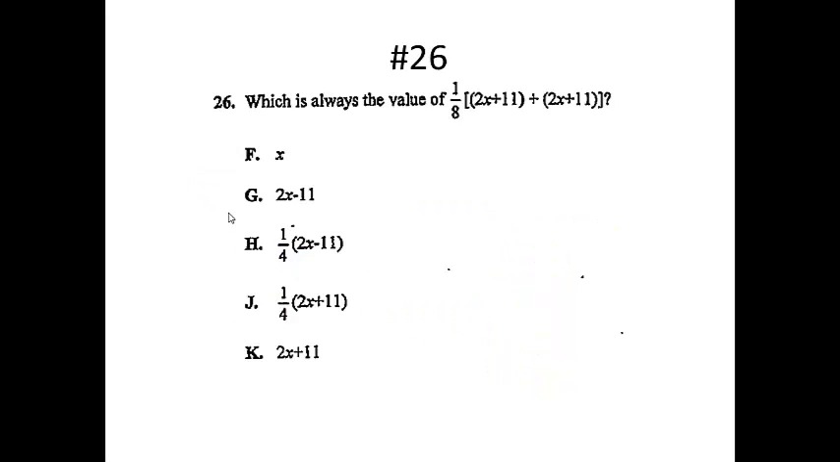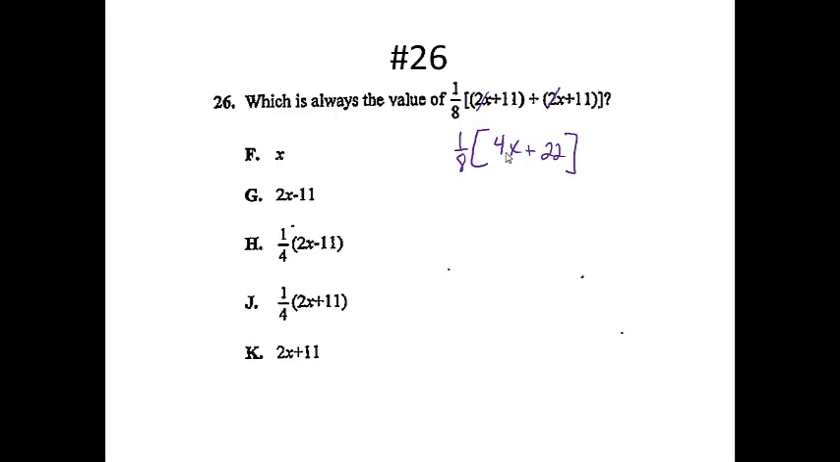Right, 26, which is always the value of 1/8 times the quantity 2x plus 11 plus 2x plus 11. Alrighty, so I'm going to go ahead and just combine what I have inside. So I've got 1/8. If I combine like terms, 2x plus 2x will be 4x, and then plus 11 plus 11 is going to be 22. I notice their answers do not match mine.